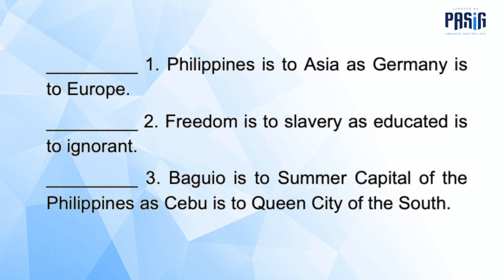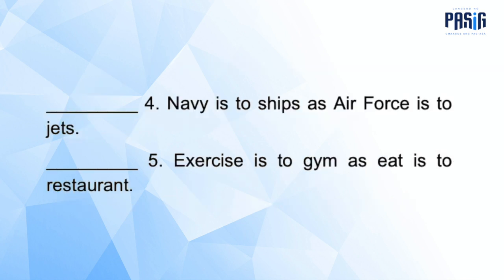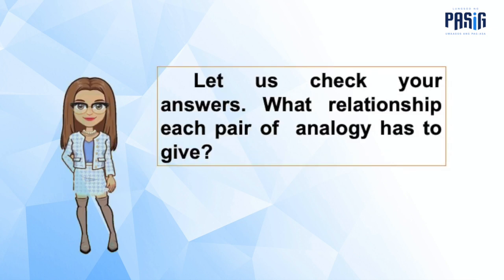Number 3. Baguio is to summer capital of the Philippines as Cebu is to Queen City of the South. Number 4. Navy is to ships as Air Force is to jets. Number 5. Exercise is to gym as eat is to restaurant. Let us check your answers in your activity number 1. What relationship does each pair of analogy have? Here's your answer.